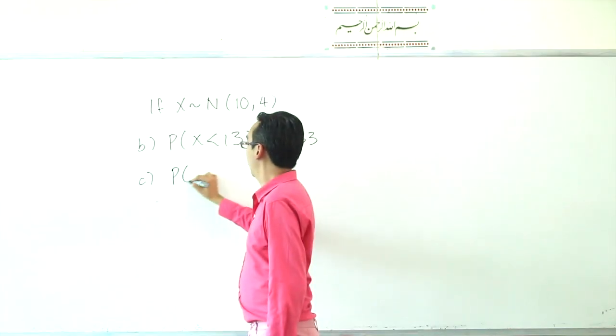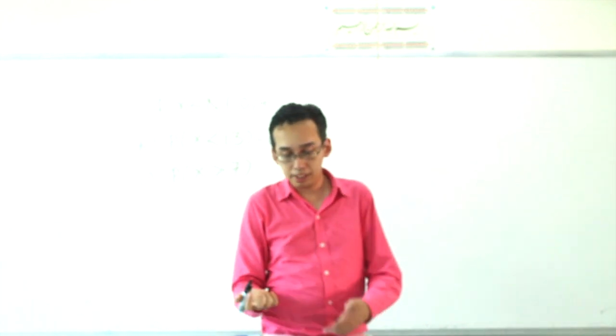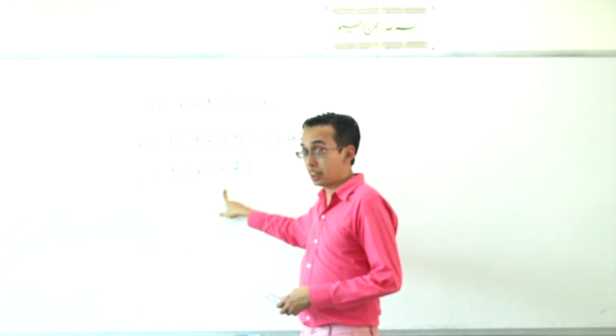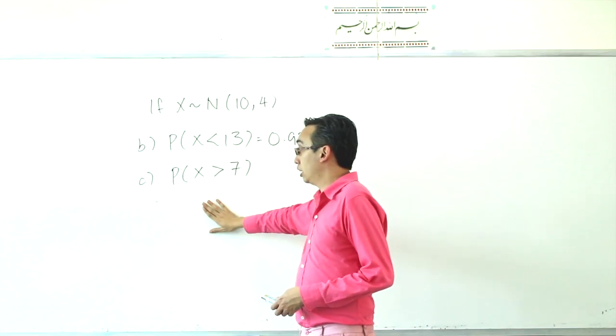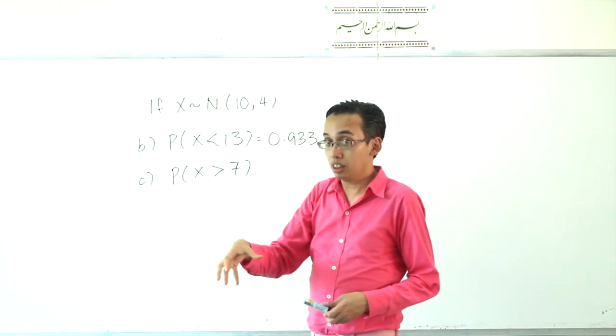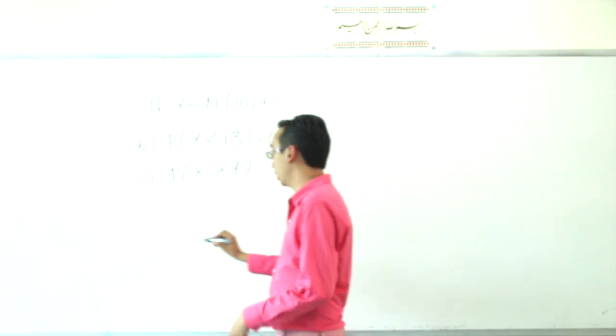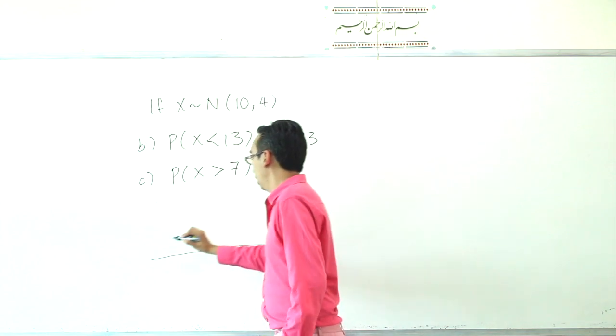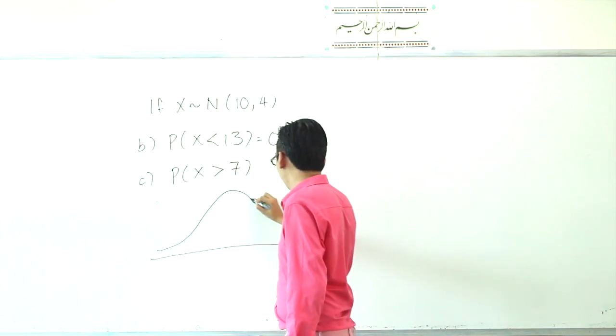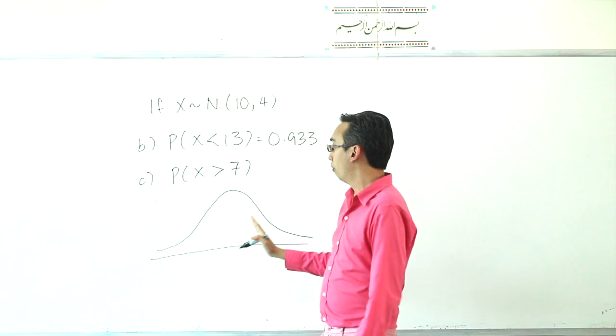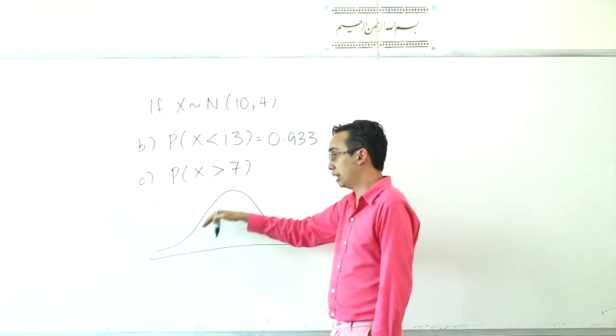Now we come to C. C is probability X is more than 7. As we know, our calculator is not able to calculate X more than. So what you can do is take 1 minus probability X less than 7. But what the book wants to teach you here is not that technique. What the book wants to teach you is to visualize the normal distribution curve, or the probability density function.